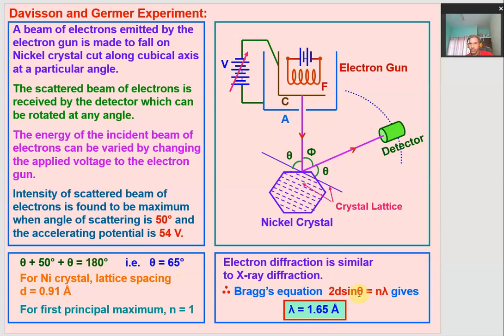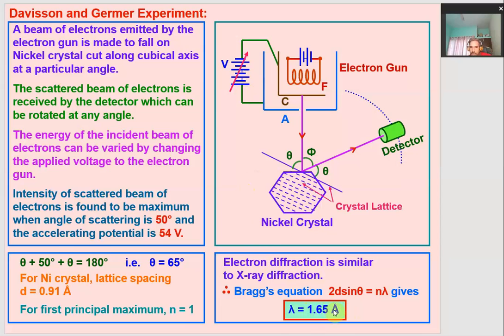Also, because we are using the nickel crystal, the spacing between the crystal planes is 0.91 angstroms, and for the first principal quantum number, n is 1. Substituting for d, theta and n, we can calculate lambda, and experimentally the wavelength associated with the electron beam comes to be 1.65 angstroms. So this is one way in which the wavelength has been found.